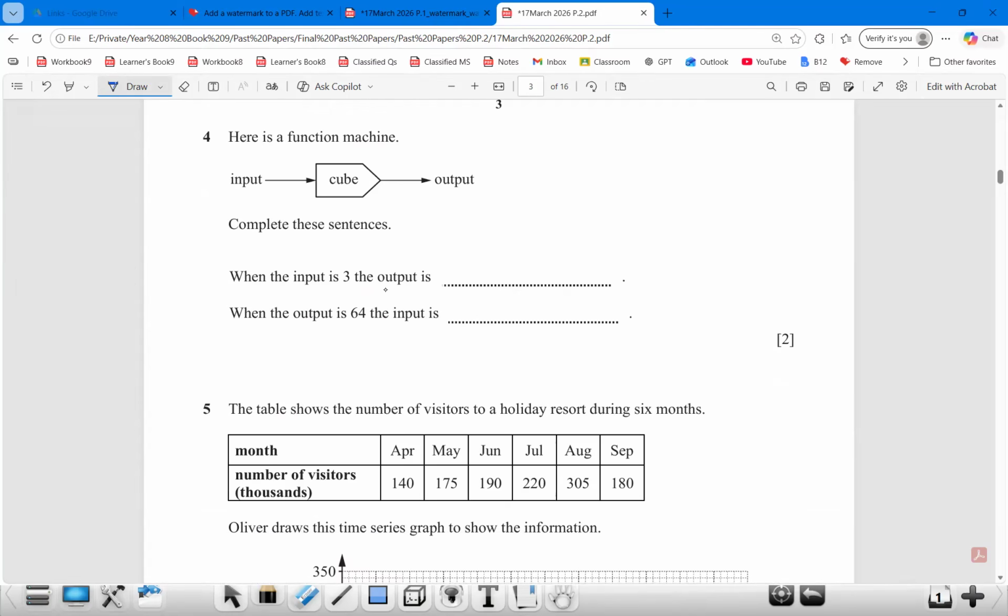When the input is 3, what is the output going to be? So 3 gets into the function machine, cubed gives you 27. But if the output is 64, then how does it get out? Not cubed. It is the cube root of 64, which is going to be equal to just 4.